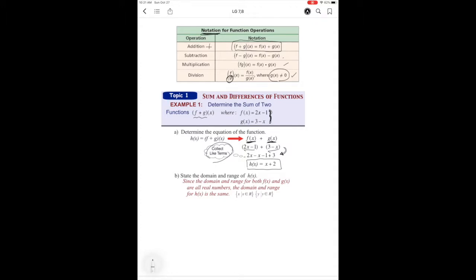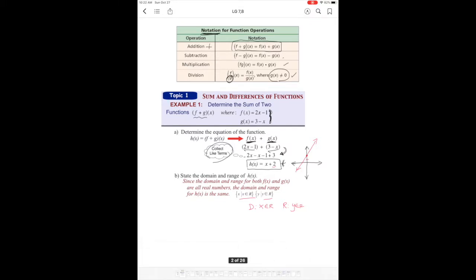Now, if we want to find the domain and range, the best way I find is to do a little sketch of what this function looks like. We know from grade 9 and 10 that the y-intercept is 2, and the slope is up 1 over 1. So we know it's looking like that. That's how we get the domain is XER, which means all real numbers, and the range is YER.